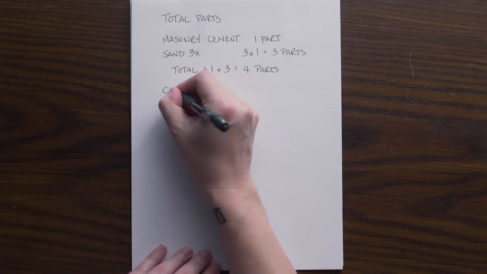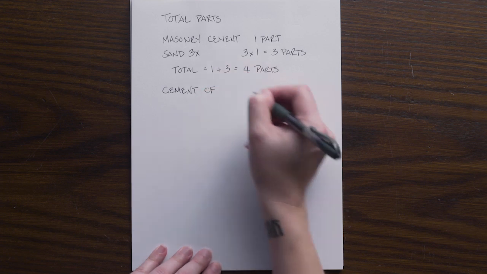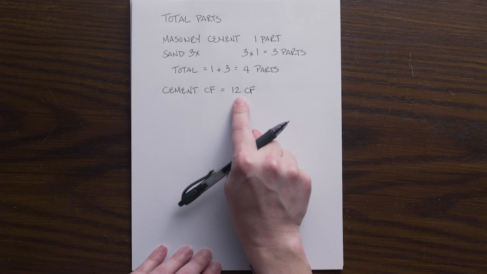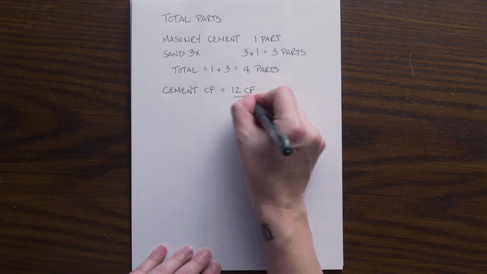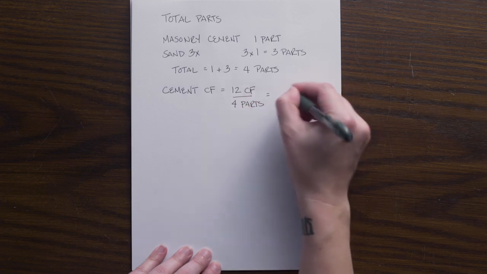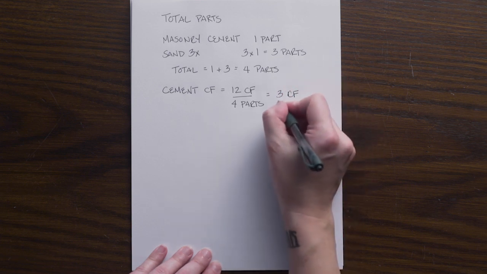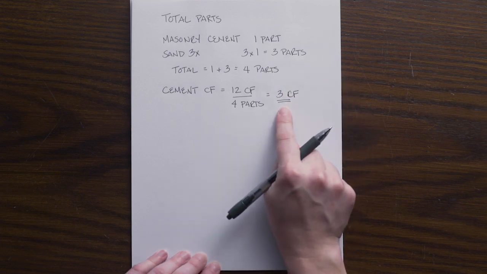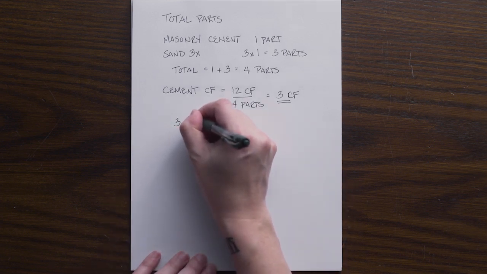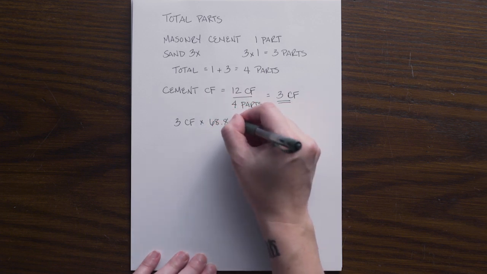So from this, we can then figure out what our cement is. So our first blank is the cement cubic foot. To find this, we need our 12 cubic foot sample size that we're looking for, or our batch size, and we divide that by our total parts that we just calculated. Nice multiple of 4, so we know we have 3 cubic feet of masonry cement that we're going to be using in this mixture.